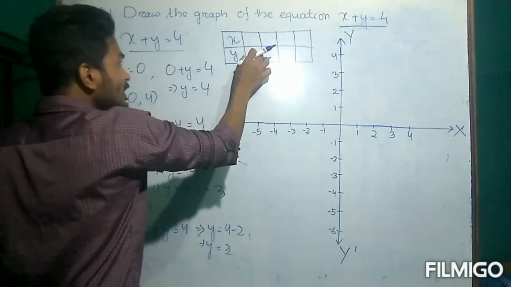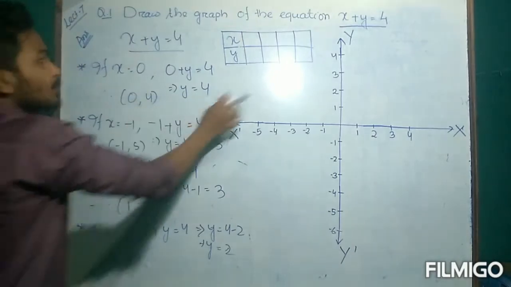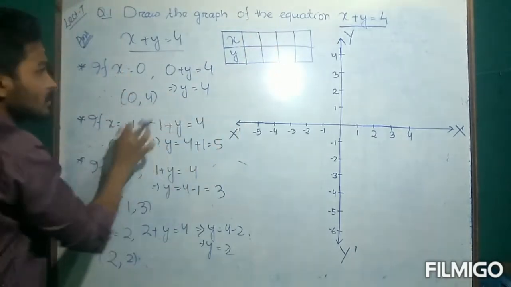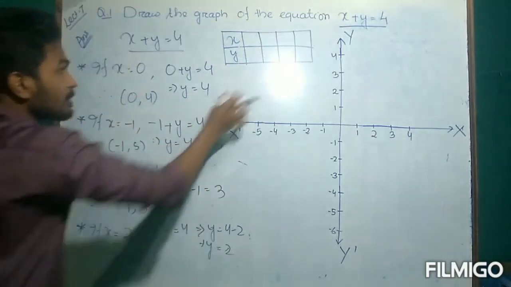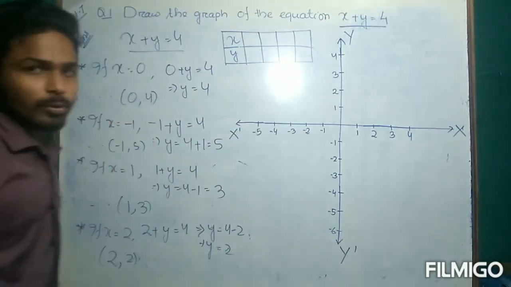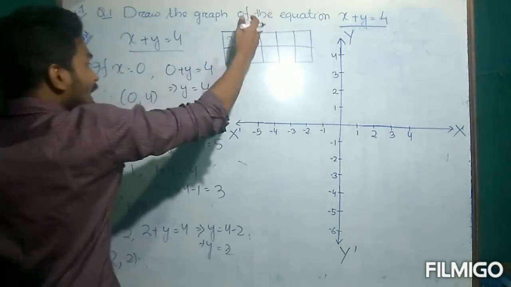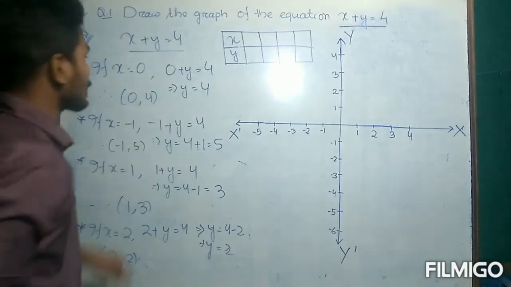Okay. So this column stands for the first solution. This column stands for the second solution. This for third solution and this column for the fourth solution. So write the x and y coordinate of each solution.